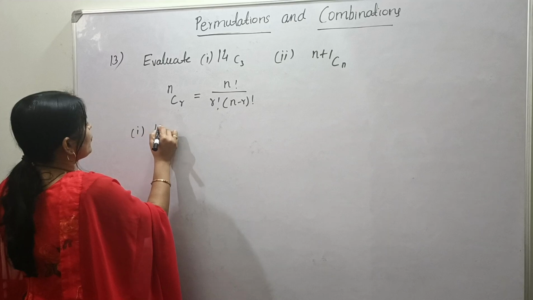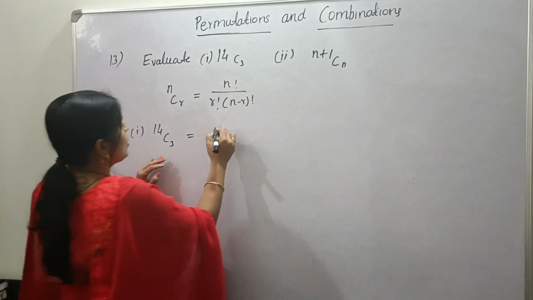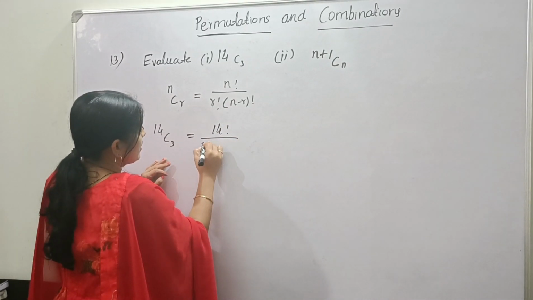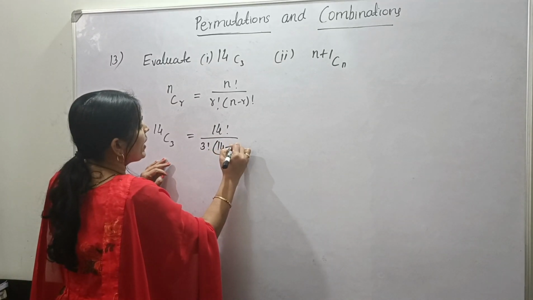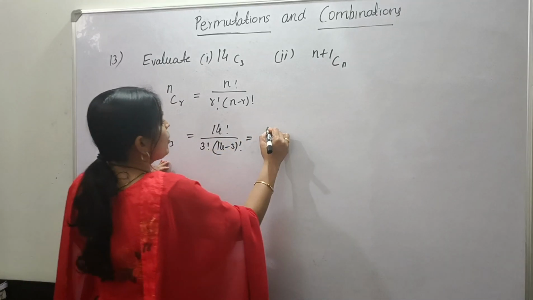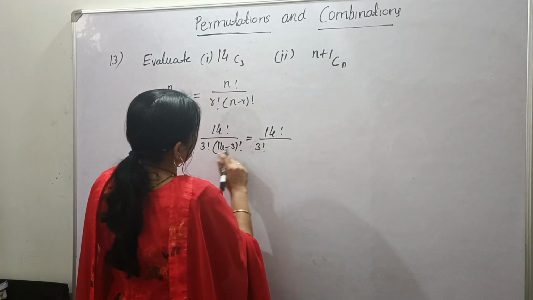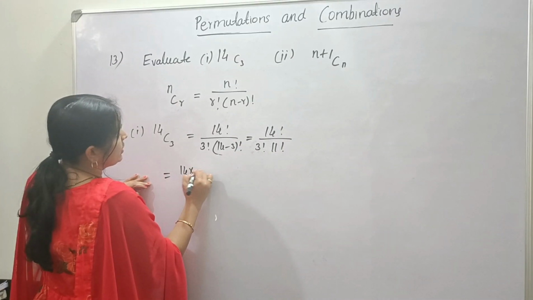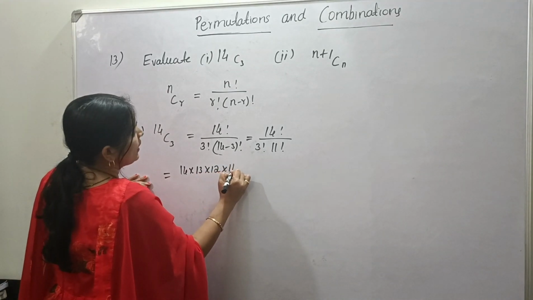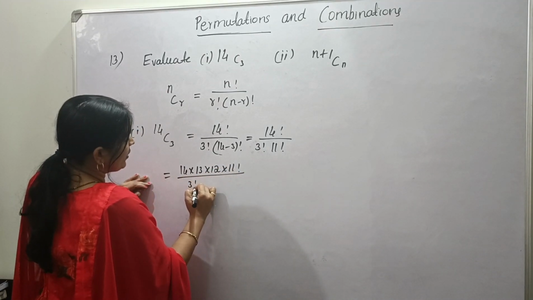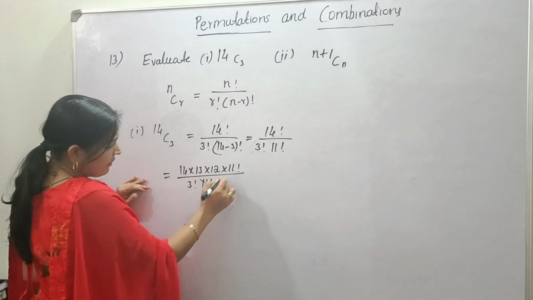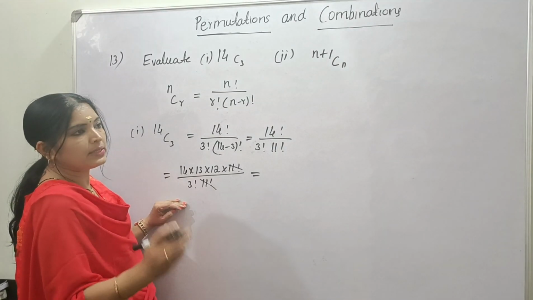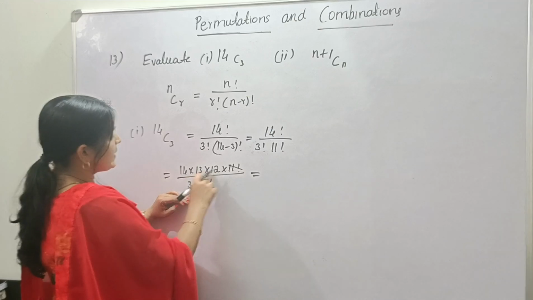First one, 14C3 is equal to, here n is equal to 14, r is equal to 3. So 14 factorial divided by 3 factorial into 14 minus 3 factorial, that is equal to 14 factorial divided by 3 factorial into 11 factorial. So here 14 into 13 into 12 into 11 factorial divided by 3 factorial into 11 factorial. So here 11 factorial is cancelled. Then 3 factorial is nothing but 6, right? 3 into 2 into 1, so 6. So it is cancelling, 6 twos are 12.